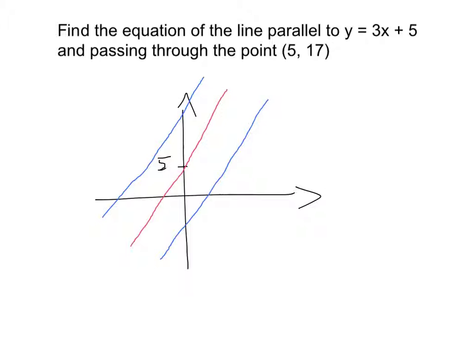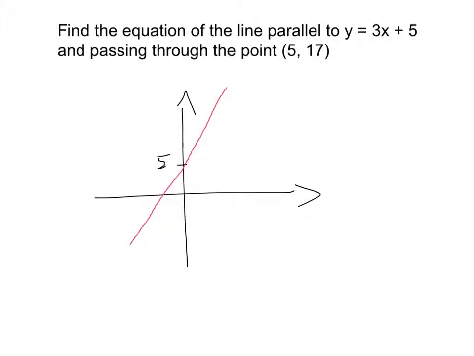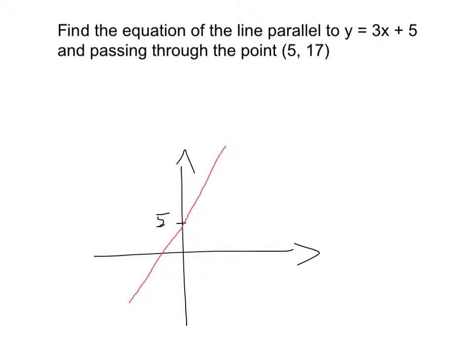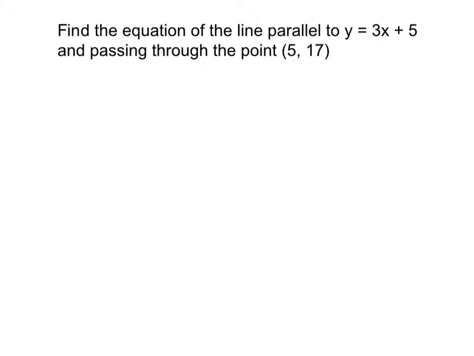So there are lots and lots of different lines which could be parallel to our red line. In fact, there's an infinite number of them. The fact that we need one that goes through the point (5, 17) limits this to just one possibility. Let's get rid of all these. Okay, so now we've got some space to work with some algebra.